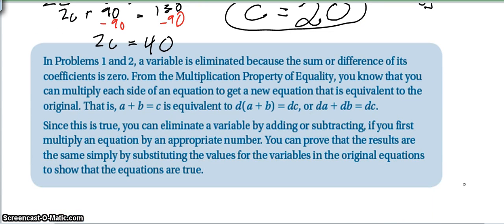So here we're going to get into a method where we use one of those methods after we use a multiplication on each side. So go ahead and read this, make sure this makes sense, and then I'll pick back up down on the next problem.